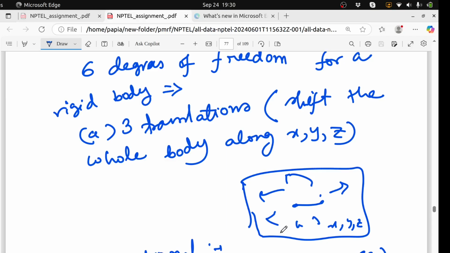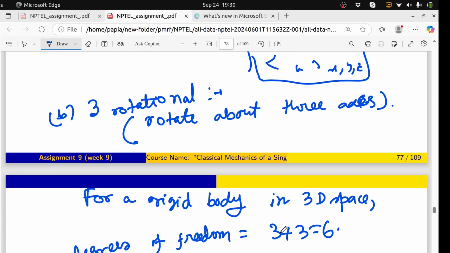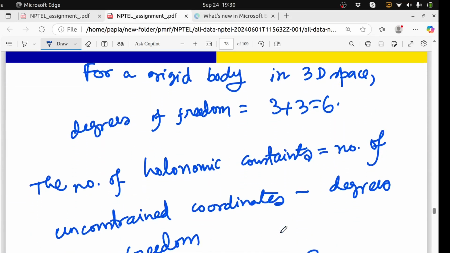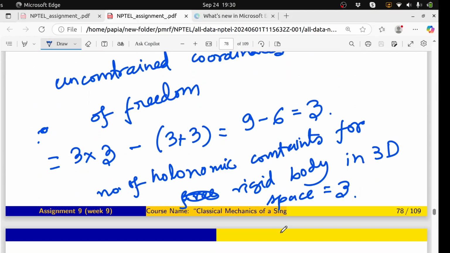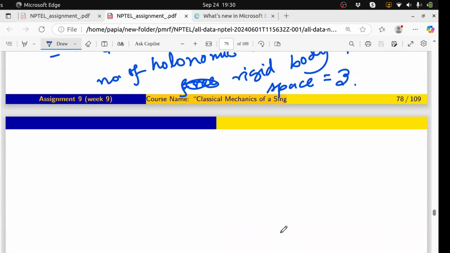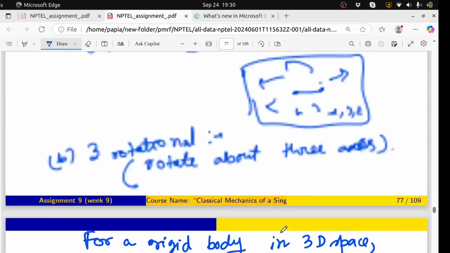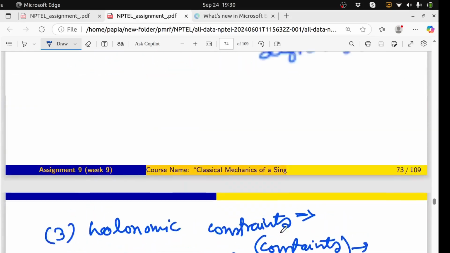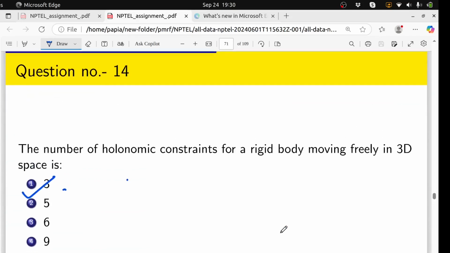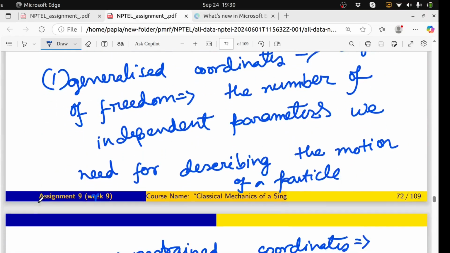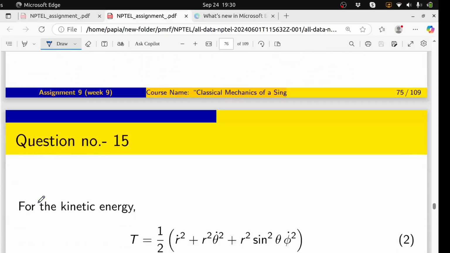3 translational means it shifts the whole body along x, y, z, and the rotational means rotating along the 3 axes for a rigid body in 3D space. So the degrees of freedom are 3 plus 3 equals 6. So the number of holonomic constraints is 3 times 3 minus 3 plus 3, which is 3. So the number of holonomic constraints for a rigid body in 3D space is 3. This is the option. Okay, now we can come to the next question.